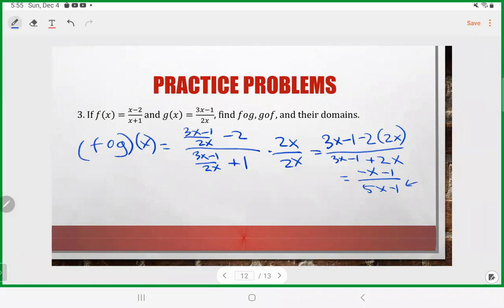And the domain, you see, you have to find the domain of this first, right? It's going to be 1/5. So x cannot be equal to 1/5. And the domain of g, which is x cannot be equal to 0. Like so.